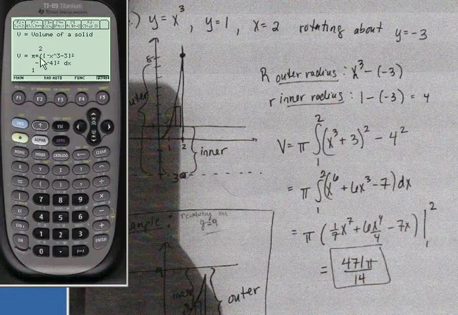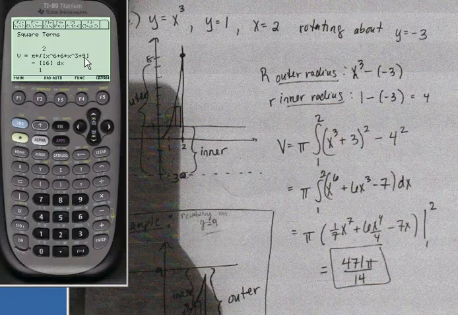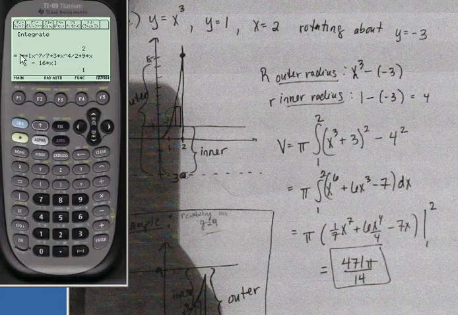And so here's our integral we're setting up. Pi, integral from 1 to 2, of x cubed minus 3, what we computed before. We're going to square the terms. It's just like this. We're going to integrate. And the limits are 2 and 1.